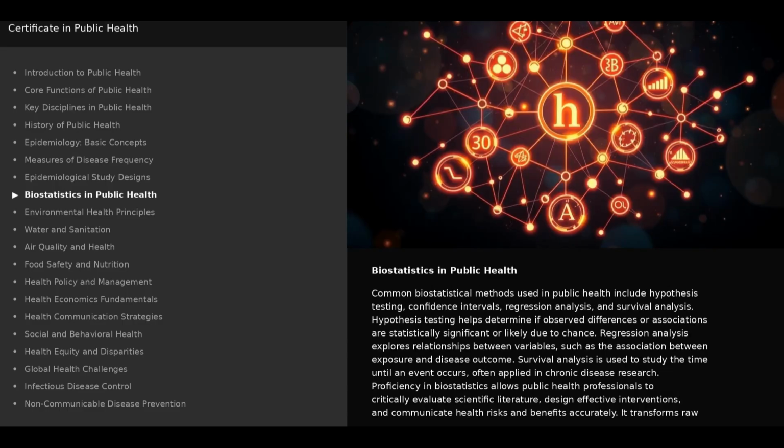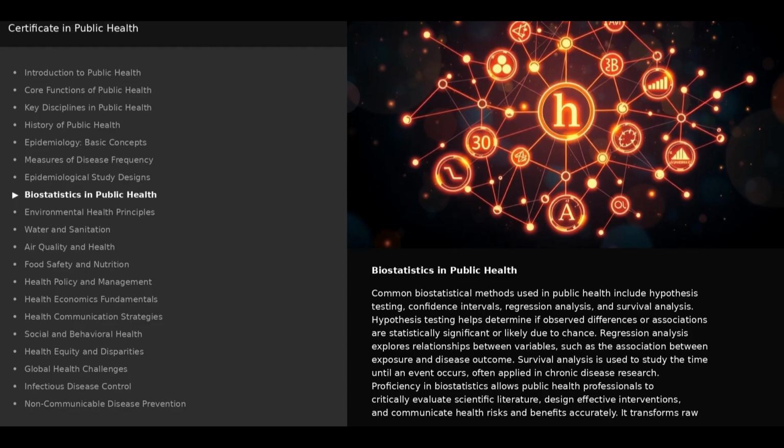Common biostatistical methods used in public health include hypothesis testing, confidence intervals, regression analysis, and survival analysis. Hypothesis testing helps determine if observed differences or associations are statistically significant or likely due to chance. Regression analysis explores relationships between variables, such as the association between exposure and disease outcome. Survival analysis is used to study the time until an event occurs, often applied in chronic disease research.